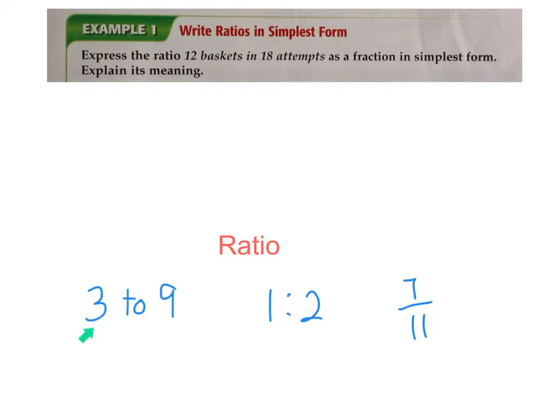You could do it like this, 3 to 9. You could write it out like that. Or you can use these little dots. This would be the ratio 1 to 2. Or you can write it like a fraction, 7 to 11.